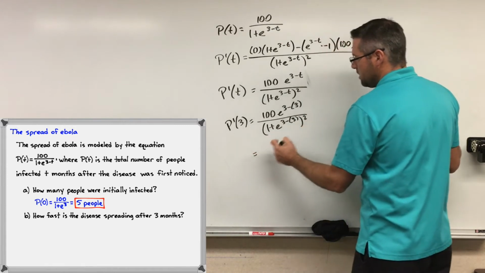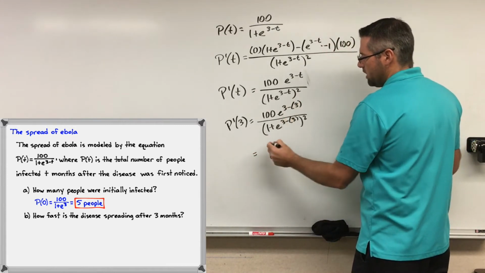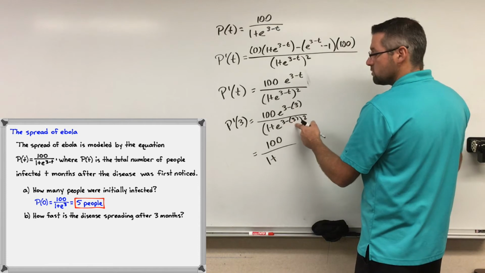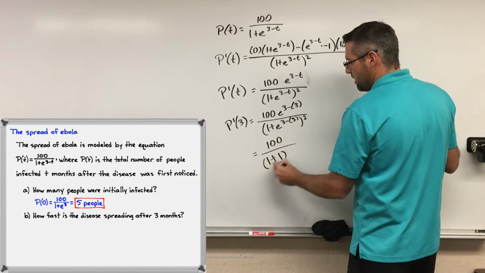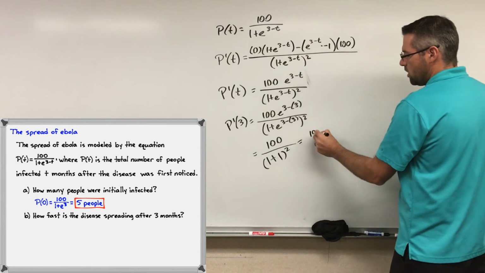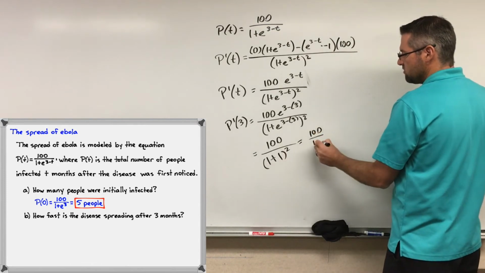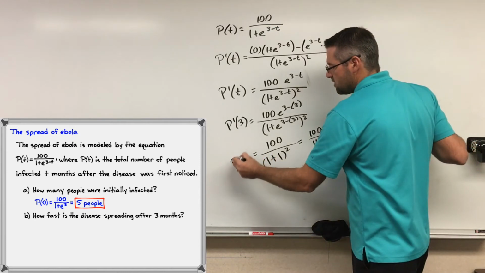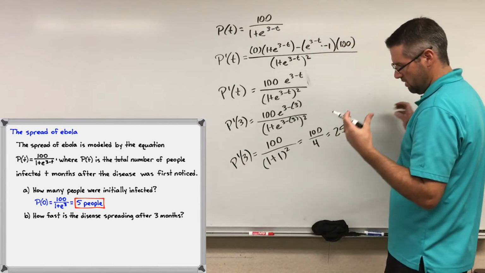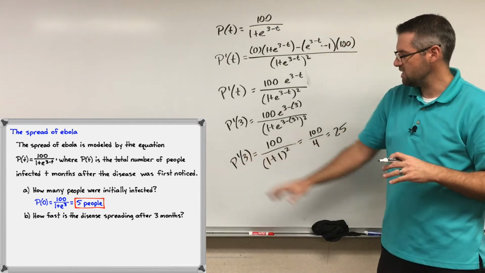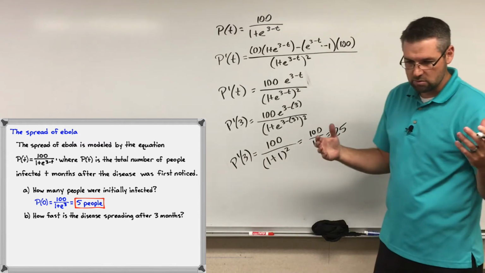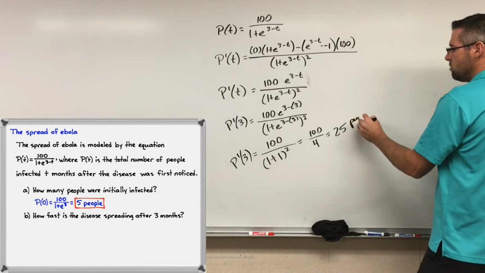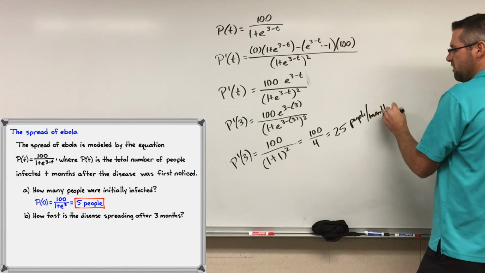Well, that simplifies pretty nicely. 3 minus 3 is 0, e to the 0 is 1, so the top is just 100, and the bottom is going to be 1 plus, well, 3 minus 3 is 0, e to the 0 is 1, and then we have to square that. And so that's going to simplify to 100 over 1 plus 1 is 2, squared is 4, so that reduces to 25. So we can say that the rate at which people are being infected with this disease after 3 months of its initial spread is 25 people per month.